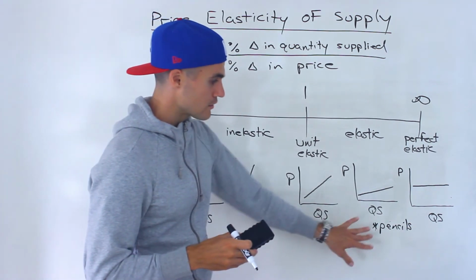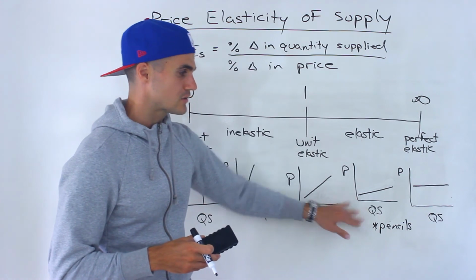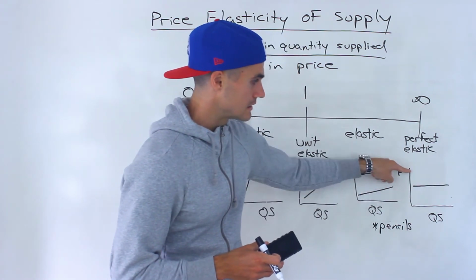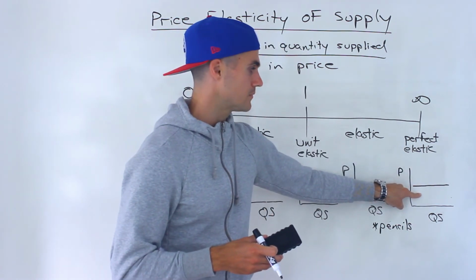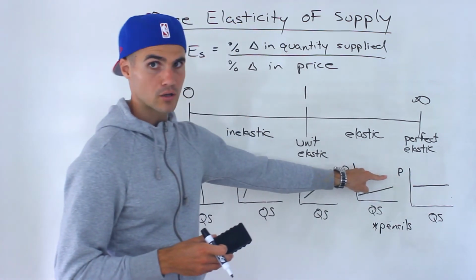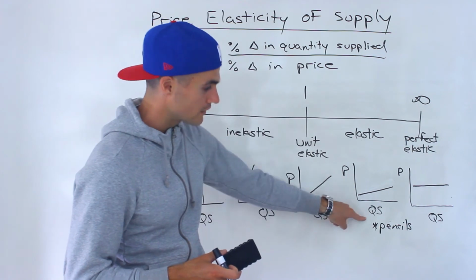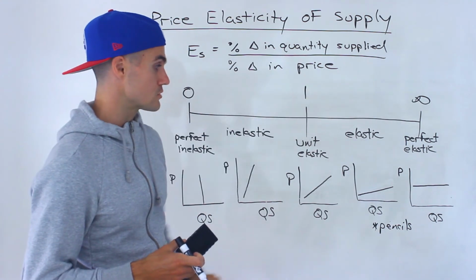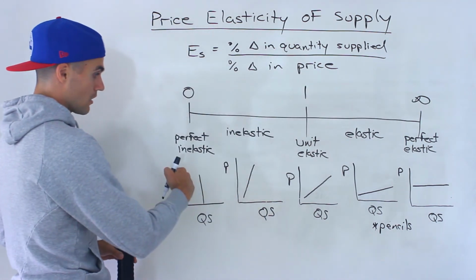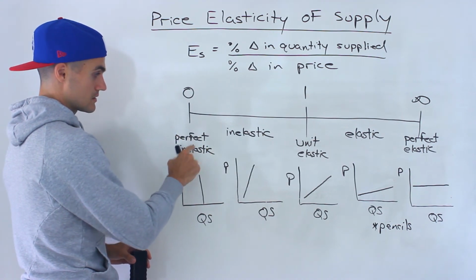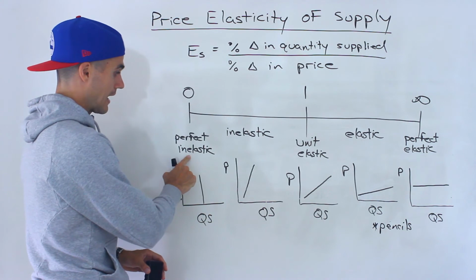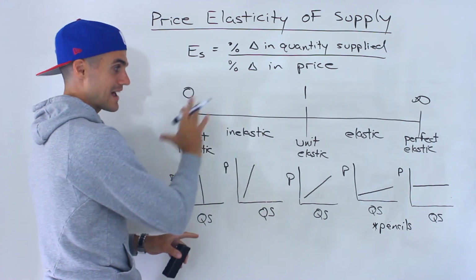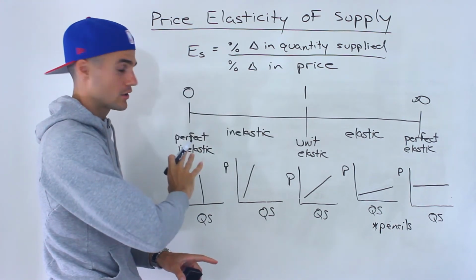But again, even with something as easy to produce as pencils, it's still going to take some kind of effort to produce more. So that perfect elastic case doesn't really happen in reality, but the line can get pretty close to being horizontal for, again, products that are easy to produce. Remember, more elastic supply means it's easier to produce that product. Versus here on the other end, perfect inelastic supply products do exist. Remember, the less elastic the supply of a product, the harder it is to produce.